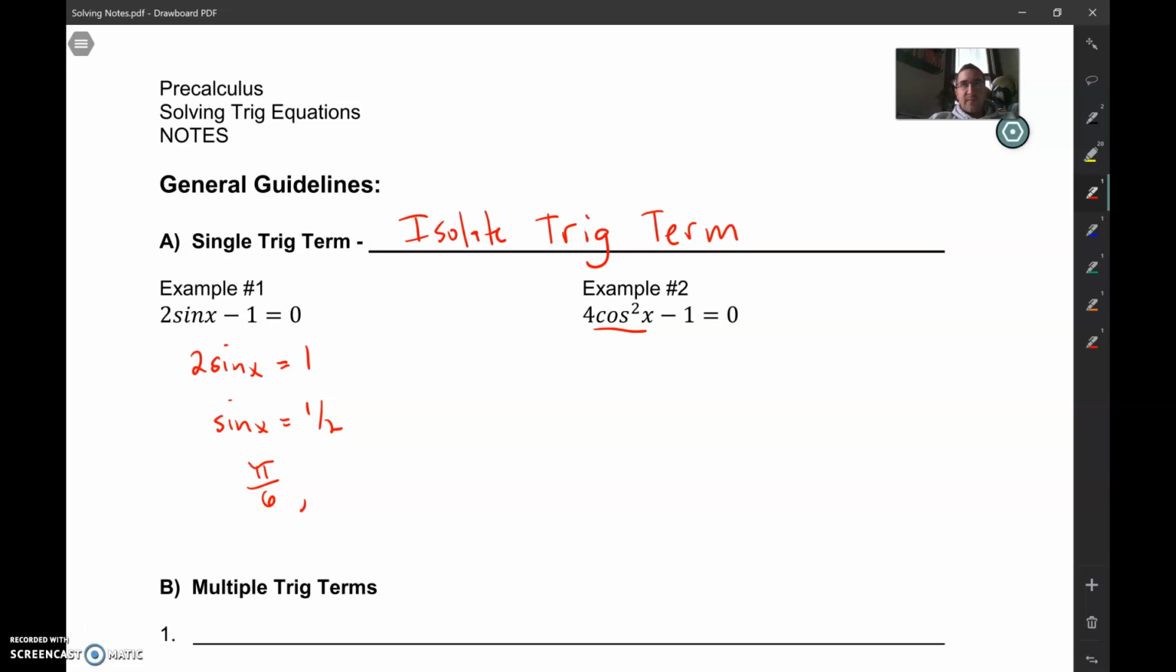And then when else is sine positive? It's positive in quadrant 2. So I need to think of whatever the other over 6 angle is in quadrant 2, and that is 5 pi over 6. So those are our two answers for this first one.